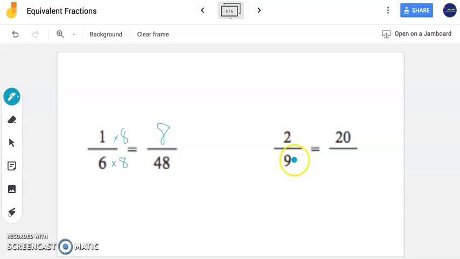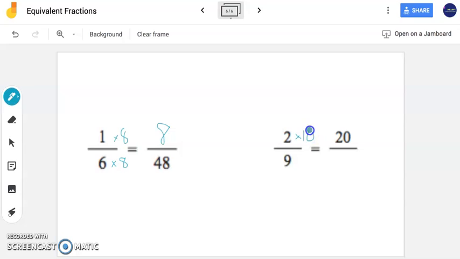So now here we have 2/9. We are also given 20 as my new numerator. So I need to take a look at 2. I see 2 times something gives me 20. Well, 2 times 10 is 20.